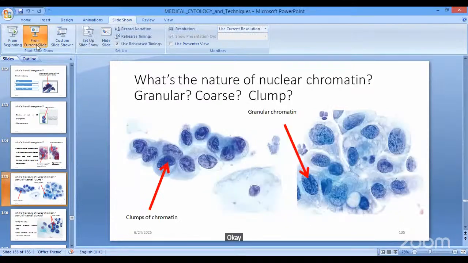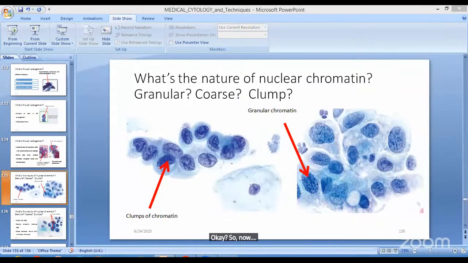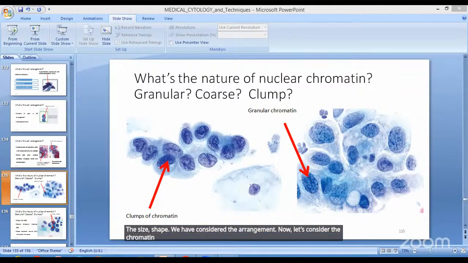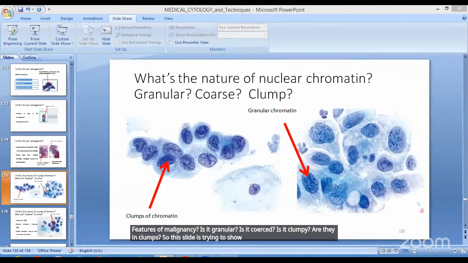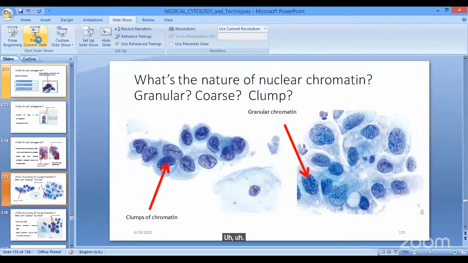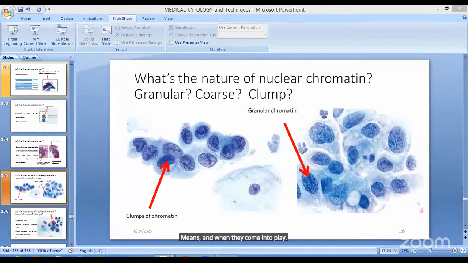Okay, so now, what's the nature of nuclear chromatin? Let's go there. We have considered the cell size and shape. We have considered the arrangement. Now let's consider the nuclear chromatin itself. Features of malignancy: is it granular? Is it coarse? Is it clumpy? Are they in clumps? This slide is trying to show you what those terminologies mean and when they come into play. Clumps of chromatin is a feature of malignancy, HSIL.